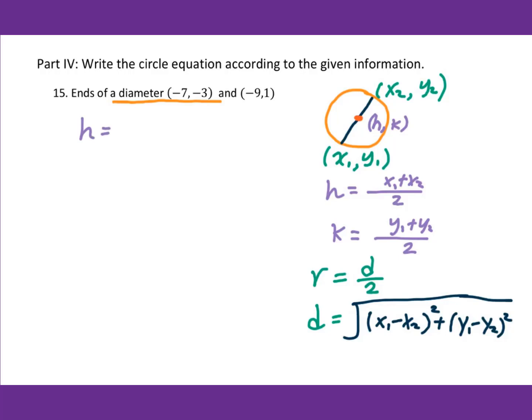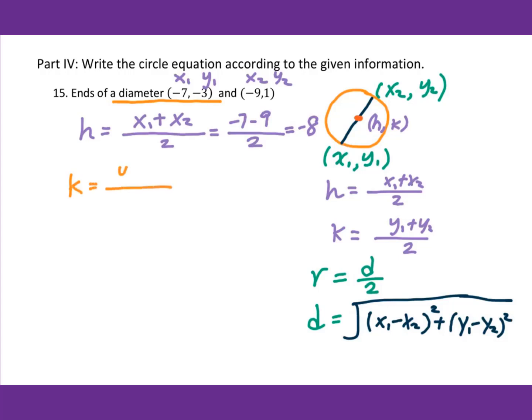Therefore, for h, we label this x1, y1, x2, y2. You will get x1 plus x2 over 2 equals negative 7 minus 9 over 2 equals negative 8. For k equals y1 plus y2 over 2, you will get negative 3 plus 1 over 2 equals negative 1. Therefore, for the center, you will get negative 8 and negative 1.